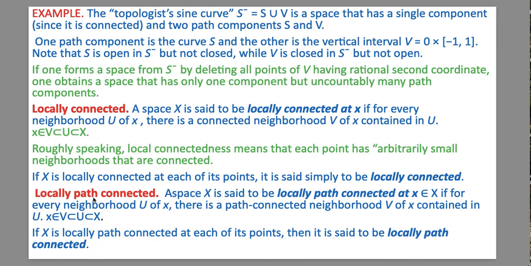Now, locally path connected. A space X is said to be locally path connected at x, where x is a point of capital X, if for every neighborhood U of x, there is a path connected neighborhood V of x contained in U. This means x belongs to V, which is a subset of U, which is a subset of X. If X is locally path connected at each of its points, then it is said to be locally path connected.